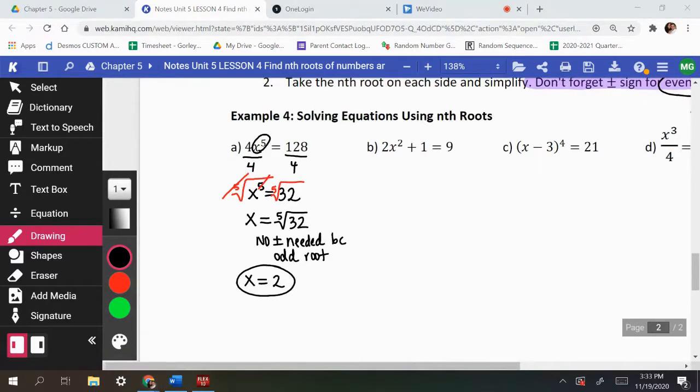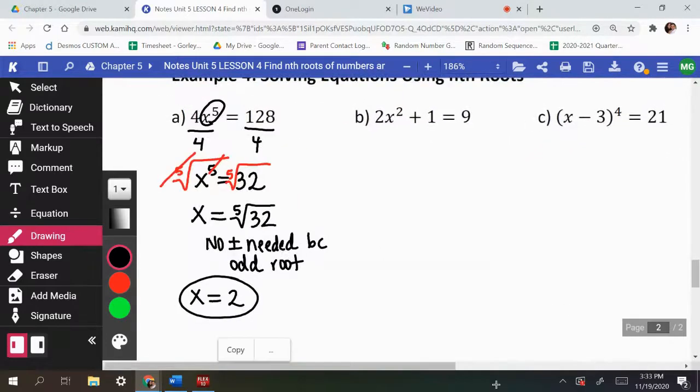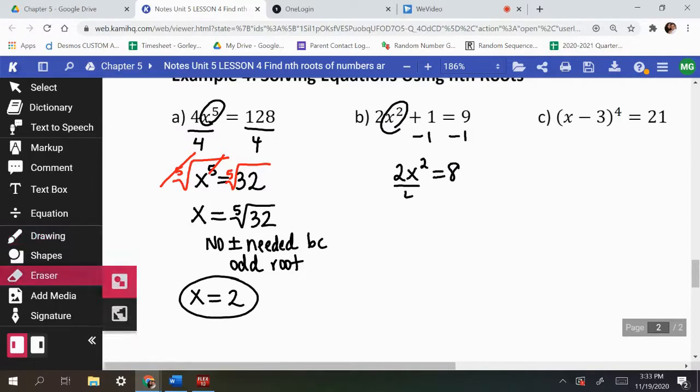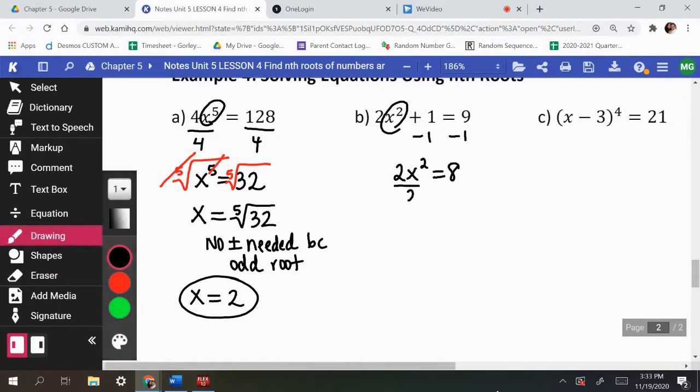All right, in part B, we need to isolate this x squared. So I'm going to start by subtracting 1 on both sides. We get 2x squared equals 8. Divide both sides by 2. We get x squared equals 4. We square root both sides, and we get x equals 2, right? No, I need plus or minus.